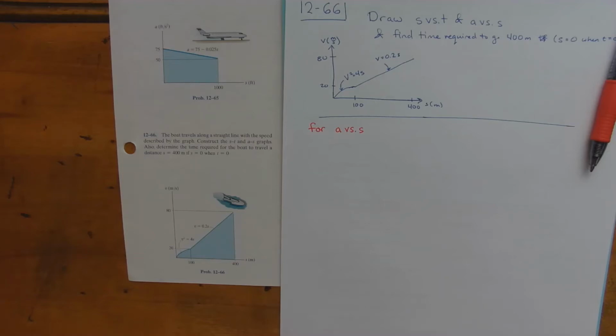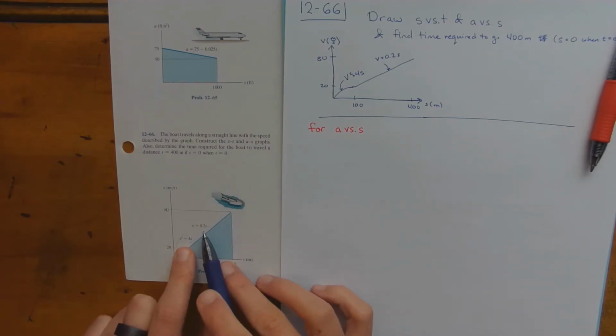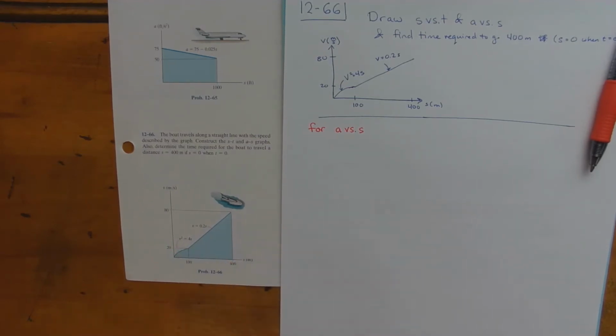This is problem 66 from chapter 12. You have a quiz which is similar to this problem, but pay attention because the numbers in the graph are different for your quiz. We have a boat which is traveling along a straight line with the speed described by the graph.